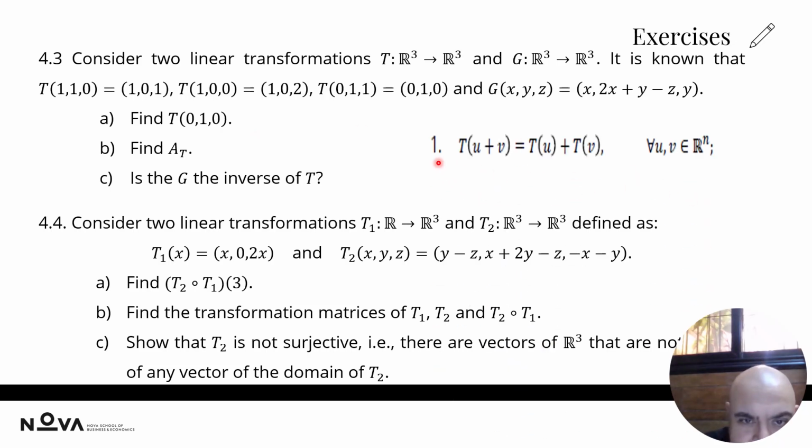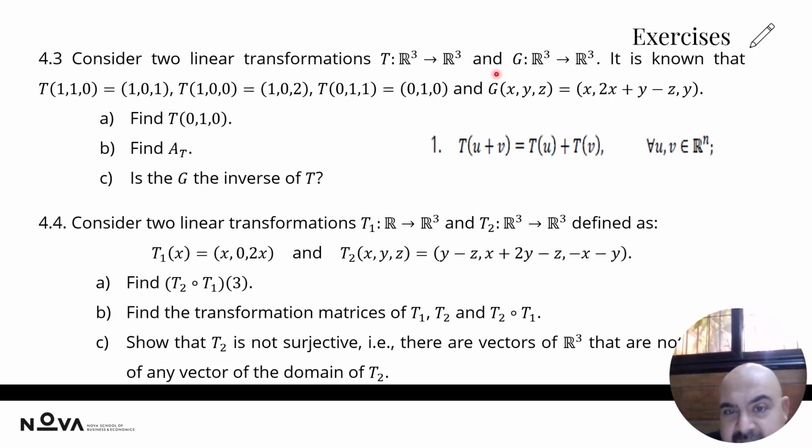T, the transform, that's a linear transform. It's given to you in the data. Let's consider you have two linear transforms, T and G. And he's asking you, while you are using T and G, it's known that T is given to you by inspection, by the values of the vector 110, which is going to map into 101. T of 100 is going to map into 102, T of 011 is going to map into 010.